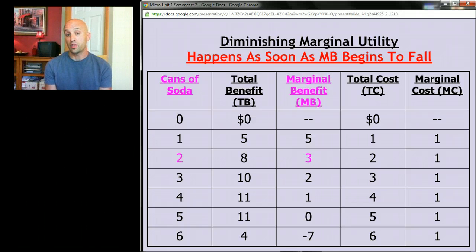If, for example, the marginal benefit of that second can of soda was 8, then diminishing marginal utility wouldn't start happening until that third can of soda, because the utility would be going up. The marginal utility would be going up between the first and second cans, but not the second and third. All right, we're going to talk a lot more about diminishing marginal utility. You'll probably see an example of it in class, but that pretty much wraps up this particular screencast.